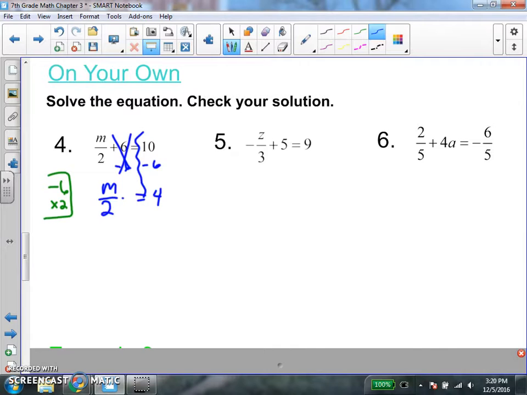Then all you have to do is multiply by 2 on both sides, and you found your answer. m equals 8. Okay, double check that by plugging in 8 into your original equation for m.